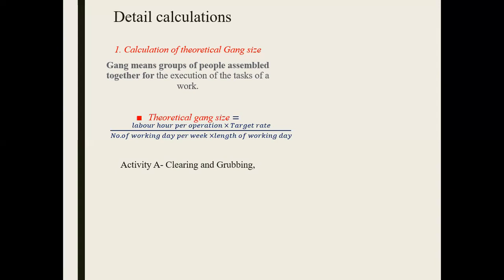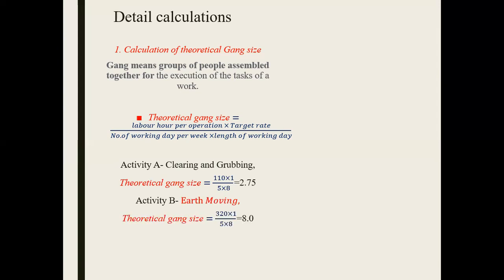Now, we start with our first activity A, clearing and grubbing. Labor hour per operation was given to us as 110. The target rate is 1 kilometer per week. The number of working days is 5, and the length of the working day is 8. So that's how we come up with 2.75. Similarly, for earth moving, the only thing that has changed is the labor hour per operation. Otherwise, all those values are the same.